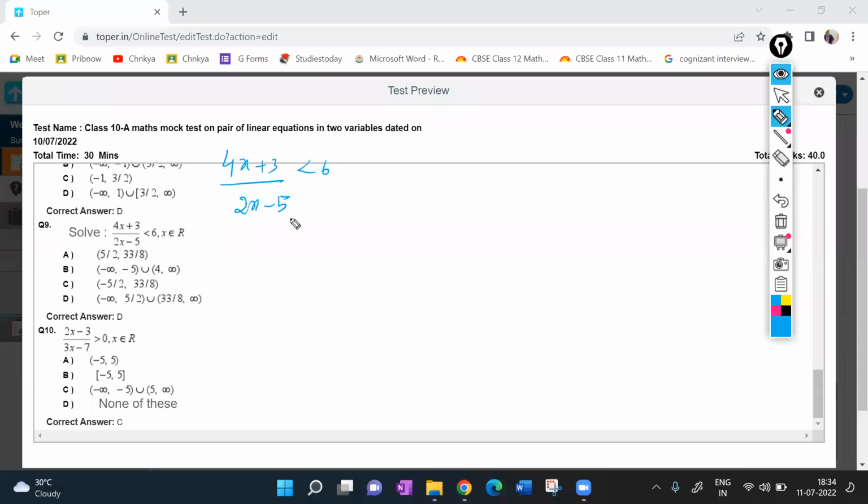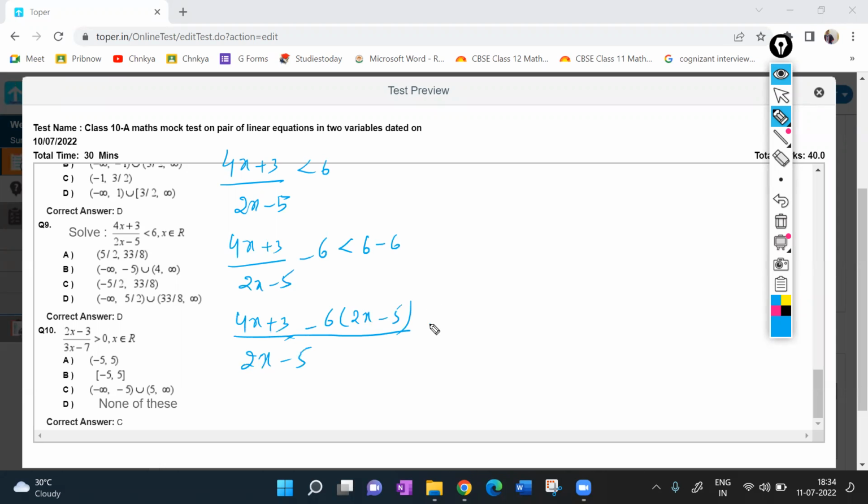Let's discuss this. So what I'm doing here is 4x plus 3 by 2x minus 5 minus 6 less than or equal to 6 minus 6. I'm subtracting 6 on both sides, so that the right hand side becomes 0. Clear? So 4x plus 3 minus 12x plus 30 by 2x minus 5 less than 0.